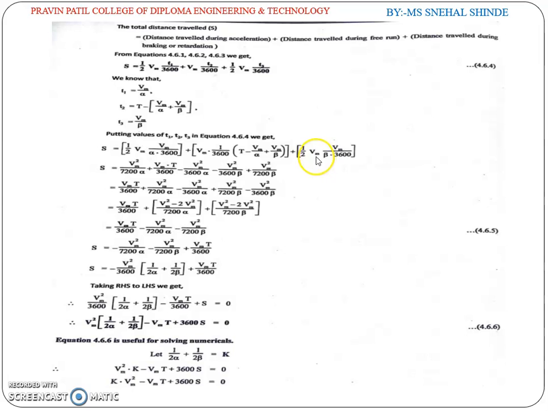Okay, then plus again this Vm square divided by B into beta into 2 into 3600. So simply in this step we have multiplied the terms in the bracket. So we get this simplified equation. Now we have to take Vm into T by 3600 this side.